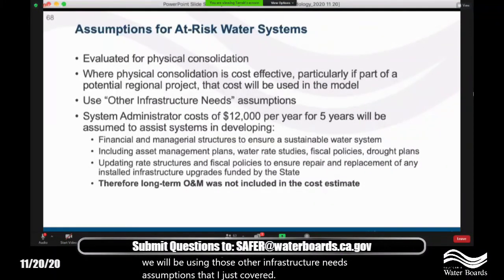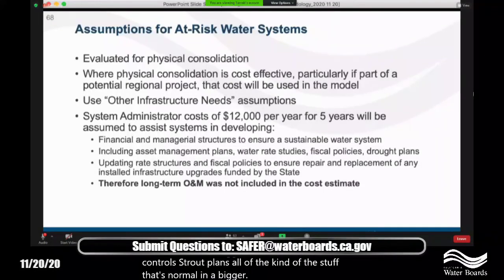Another piece could be a system administrator at a cost of $12,000 a year for 5 years. And that's really important because a lot of these systems don't currently have the financial and managerial capacity to solve their problems and go get grant funding. So it's really important to have somebody that can guide them to a more sustainable position so that they get asset management plans in place, and water rate studies so that customers are actually paying for the water appropriately and that financially they're stable moving forward. In many cases, they're missing fiscal policies and controls, drought plans, all of the stuff that's normal in a bigger system, but lacking sometimes in a smaller system.